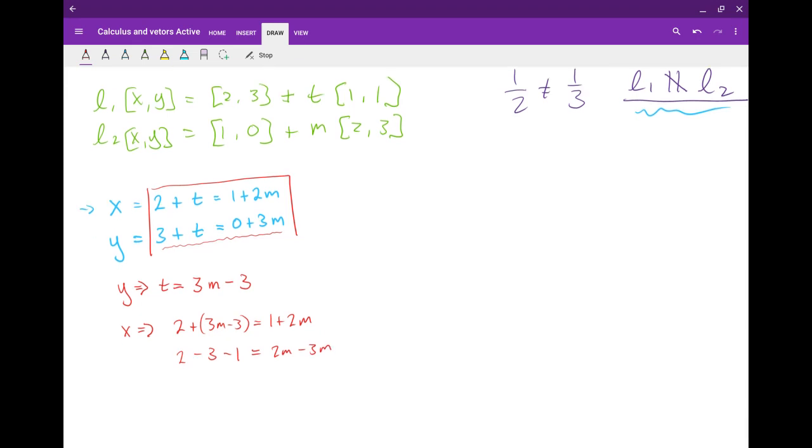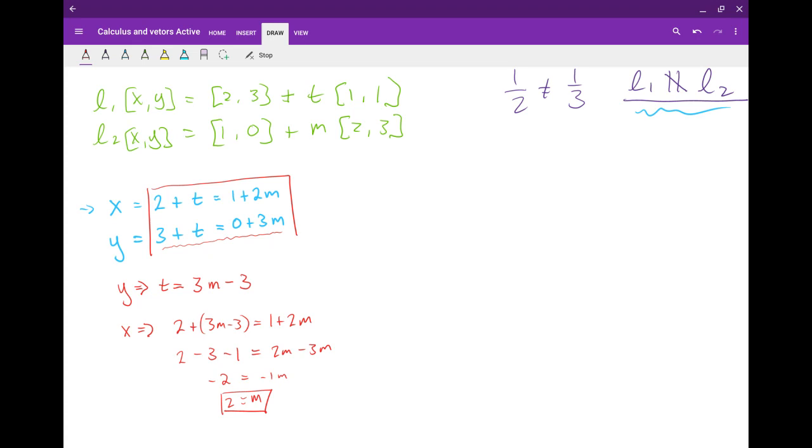Hopefully I'm doing this right. What's 2 minus 3? It's negative 1, and negative 1 minus 1 is negative 2. So negative 2 equals, what's this? Negative m. Divided by a negative 1, oh, it looks like m equals 2.